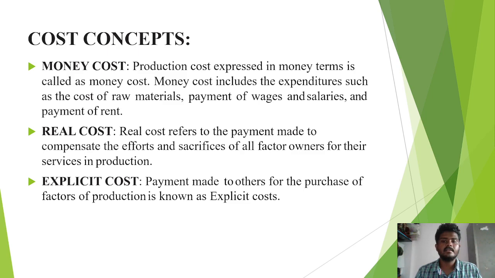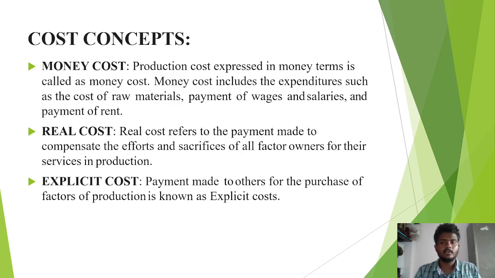Money cost is cost expressed in money terms, which is also known as available in the cash mode. Next, the real cost. A real cost refers to the efforts or sacrifices of all the owners that can be service in production. Next, the explicit cost. The explicit cost is nothing but the purchase of the factors of production. It is known as the explicit cost.